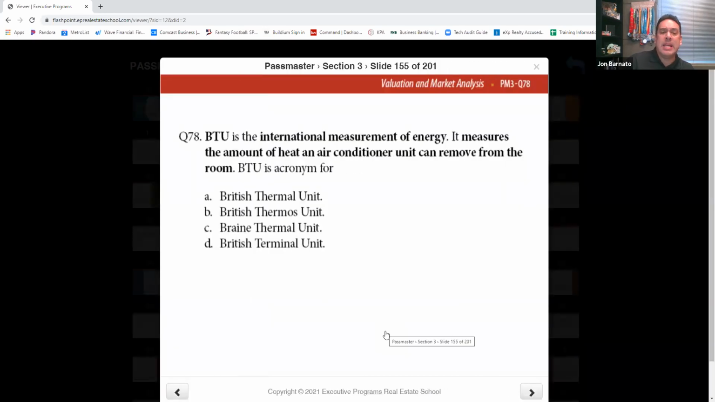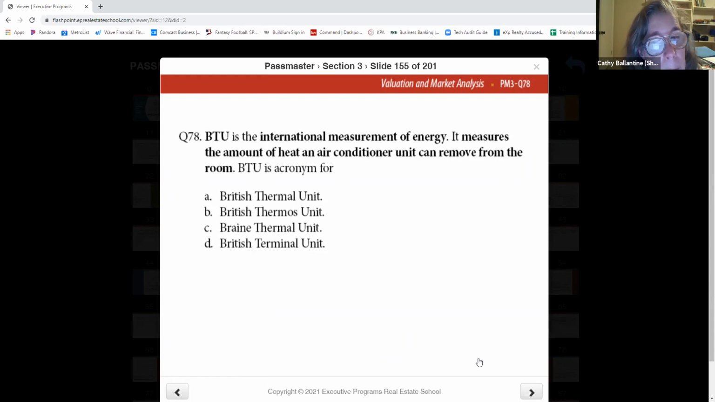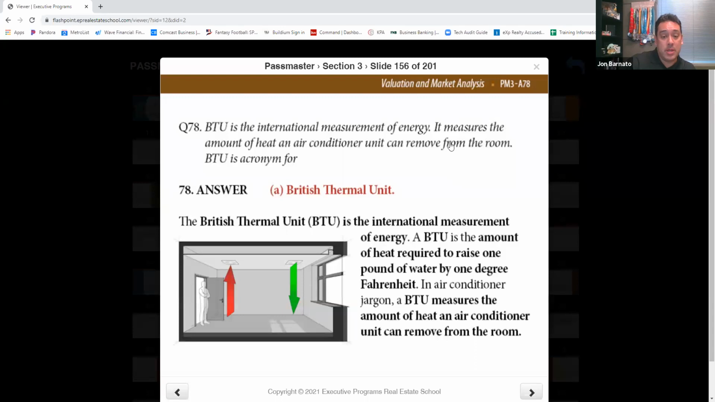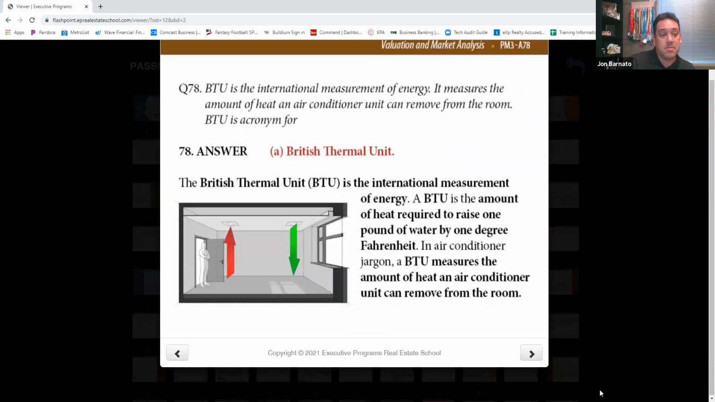BTU. What does BTU stand for? We use that on measuring HVAC units. You say, what's the BTU? What are we talking about? I would say A, British thermal unit. It's correct, the British thermal unit, BTU. It's the international measurement of energy that we use. So a BTU is the amount of heat required to raise 1 pound of water by 1 degree Fahrenheit.